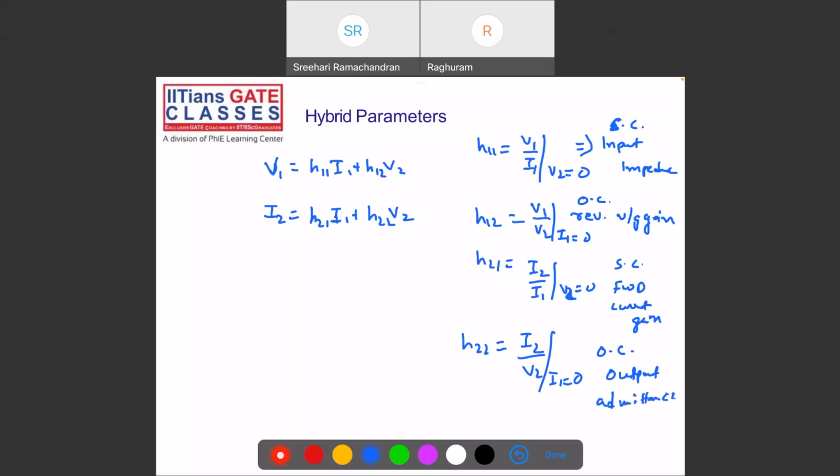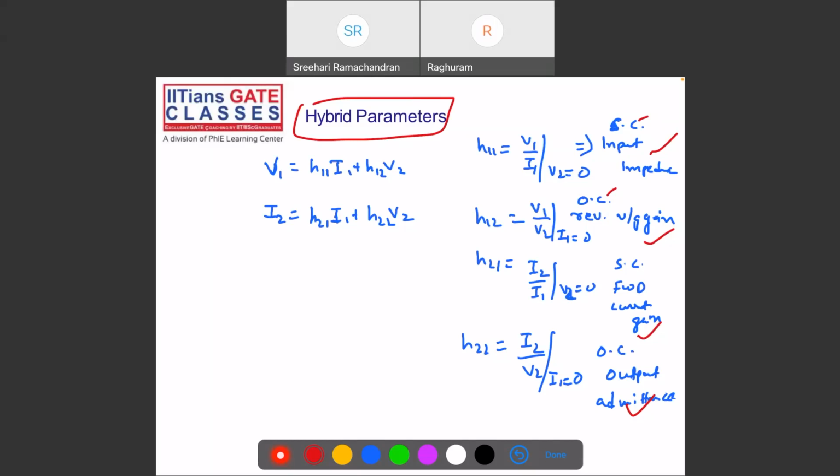Understood how I'm writing all these impedances, admittances, gains? So you have impedance, admittance, voltage gain, current gain, short circuit, open circuit, everything. That is why these are called hybrid. H parameters or hybrid parameters are used generally to model transistors, if you remember.